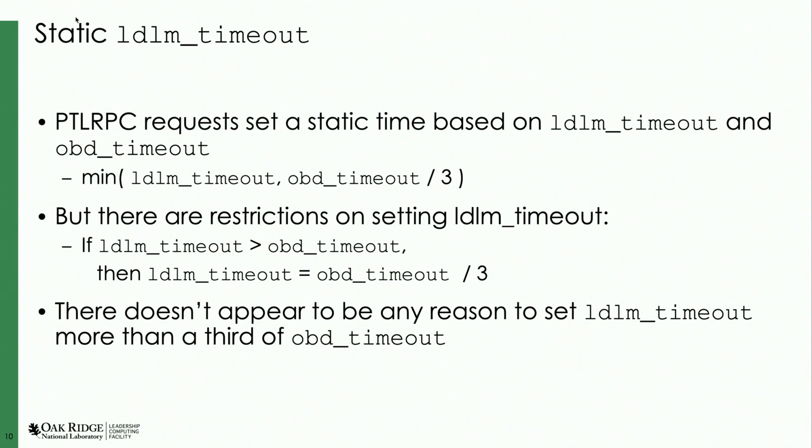First of all, if you set it to a value greater than the OBD timeout in the Lustre code, it will actually just turn around and set it to 1/3 of the value. So in fact, there doesn't appear to be any reason to set this more than 1/3 of the OBD timeout. And this value itself is really not so much used directly to set timeouts for things, but more as a way of setting boundaries for what the timeouts are.